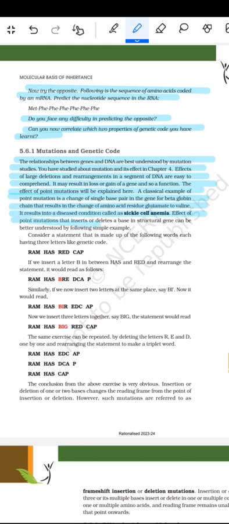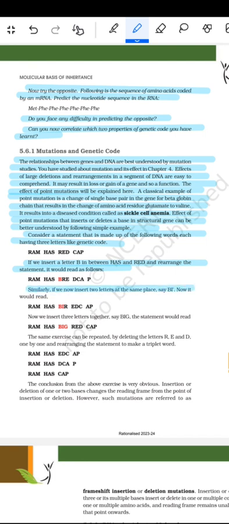The effect of a point mutation that inserts or deletes a base in the structural gene can be better understood by the following simple example. Consider a statement that is made up of the following words, each having three letters, like the three letters of the genetic code. If we insert a letter B in between the H and the R, and rearrange the statement, it would read as follows.